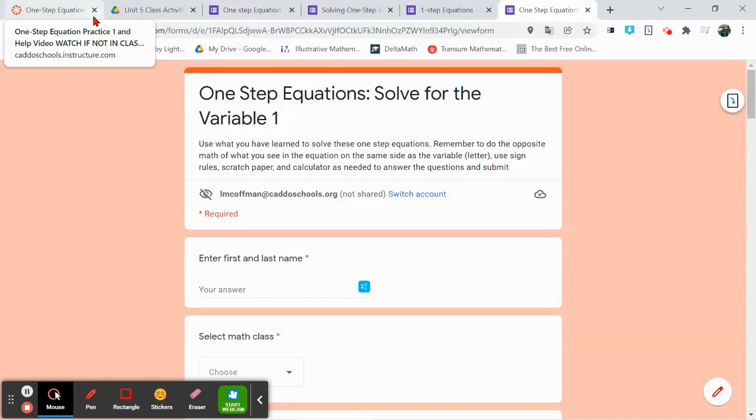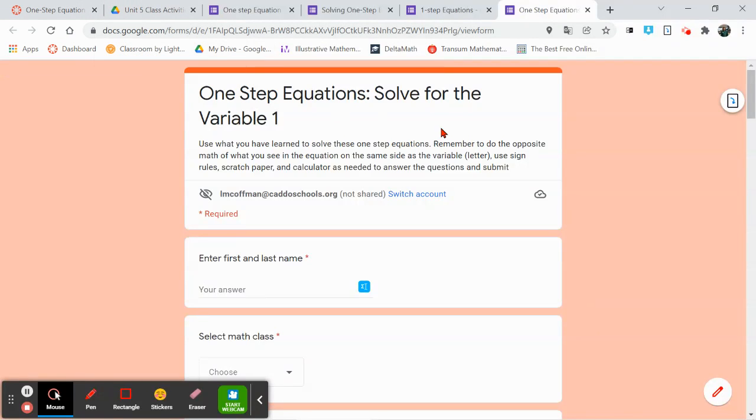Hello, today we are going to look at solving one-step equations. That means they're going to have a variable or letter in them. Okay, a variable is just a letter or an unknown. They can use any letter in the alphabet. The most common ones used are X, Y, and Z, but they can use any of them, A through Z.